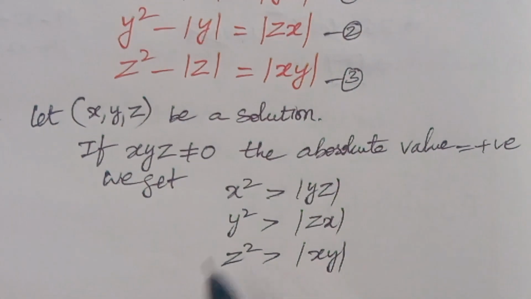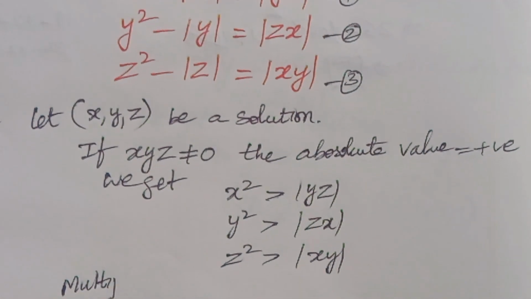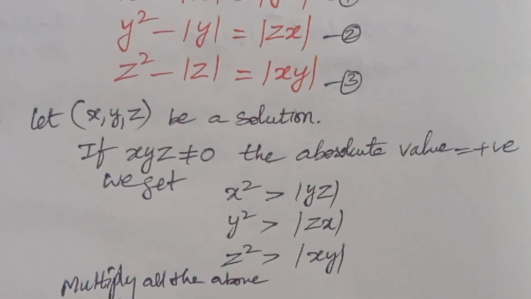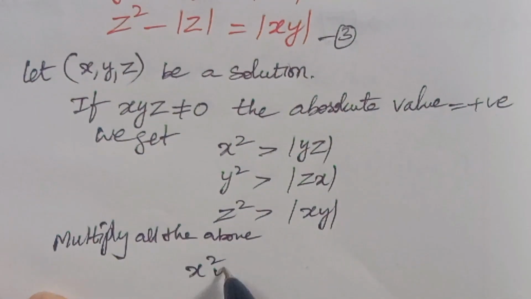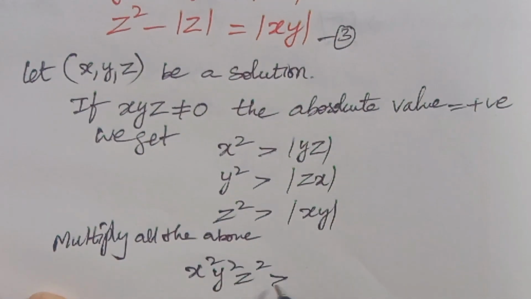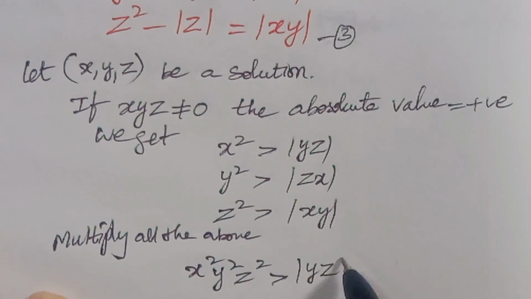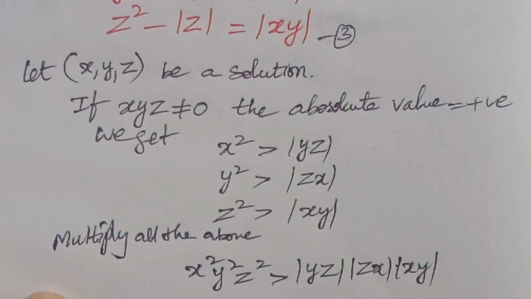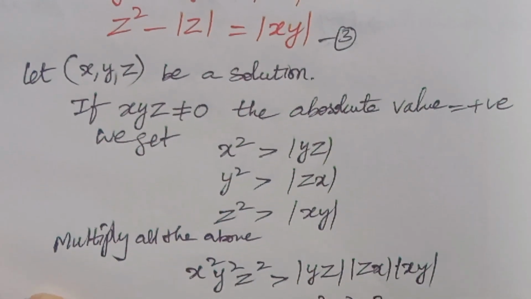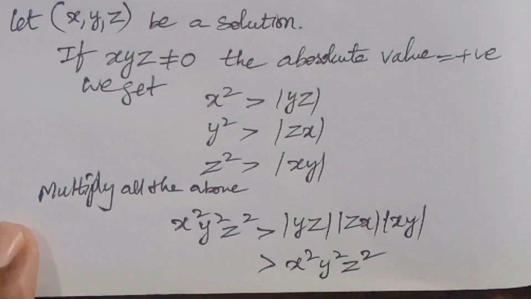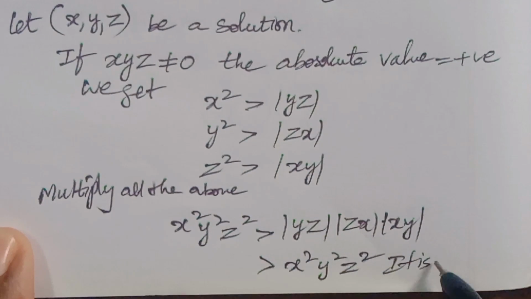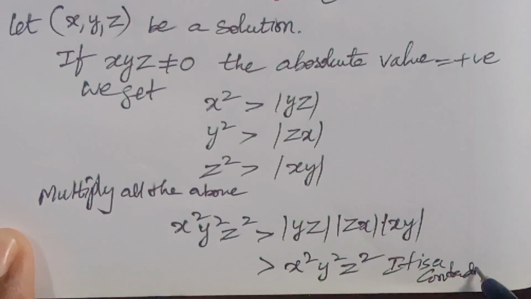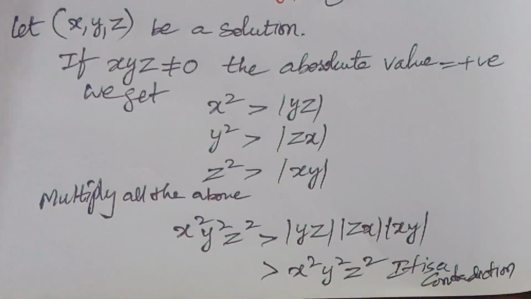Now multiplying all the above, we get x²y²z² > |yz||zx||xy|. This can be written as x²y²z². So here it is a contradiction. It cannot be greater than itself.